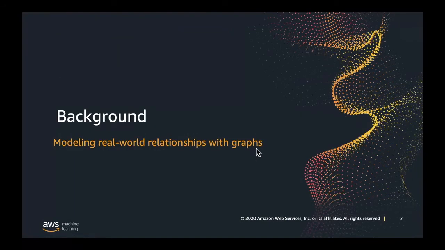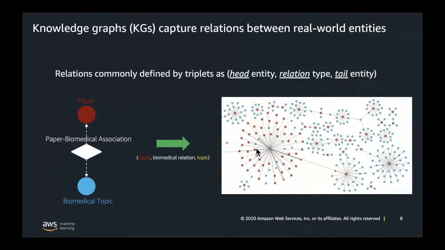So to quickly give some background on knowledge graphs. Implicitly, knowledge graphs capture relations between real-world entities. And technically what we do here is we generally think about relations defined as triplets, where you have a head entity, relation type, and a tail entity.